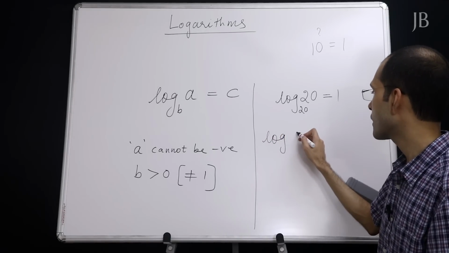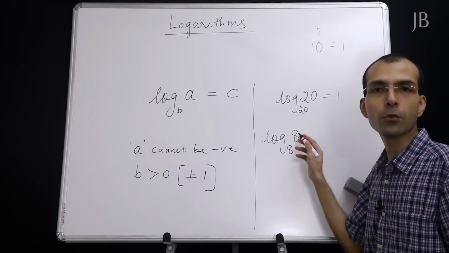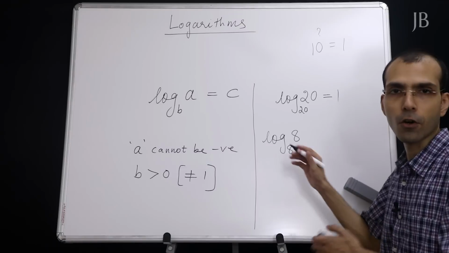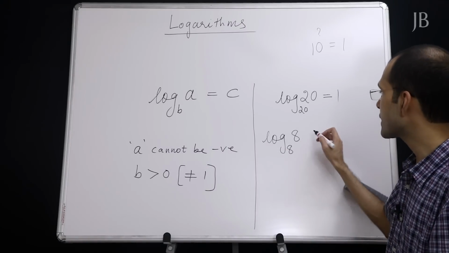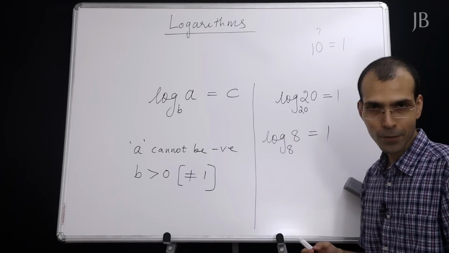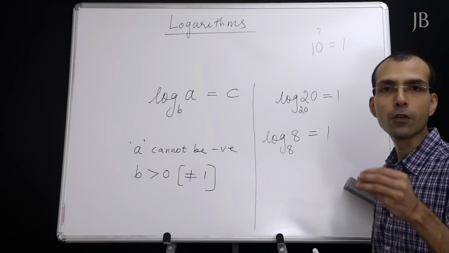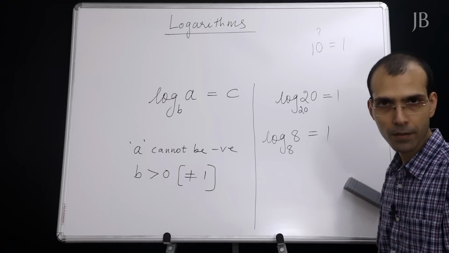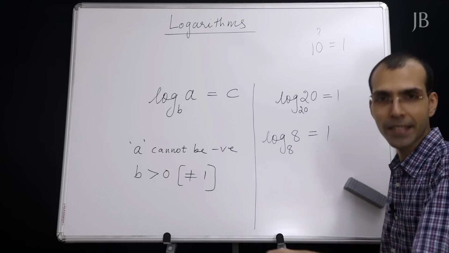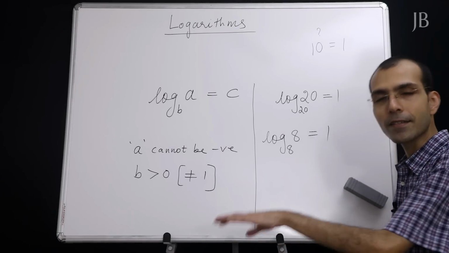Then log 8 to the base 8. Log 8 to the base 8, what will it be? 1, because 8 raised to 1 is 8. So in general, log of any number to the same base is always 1.